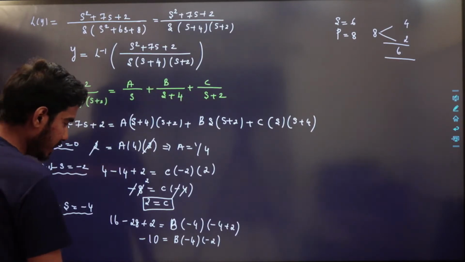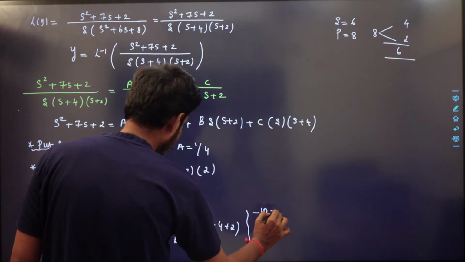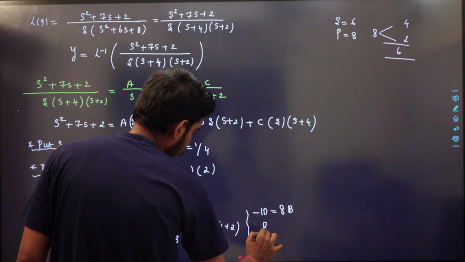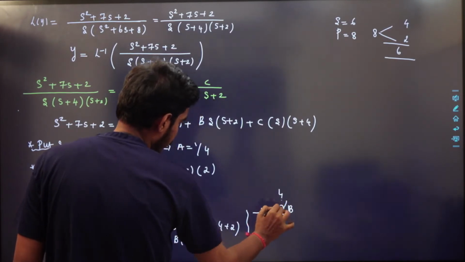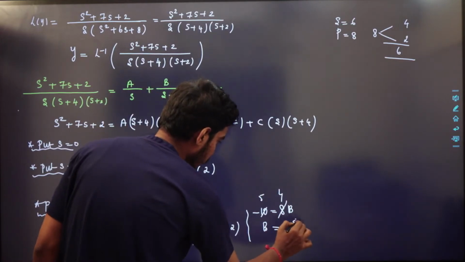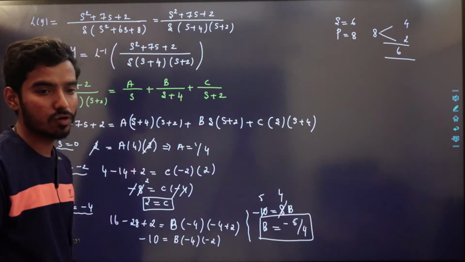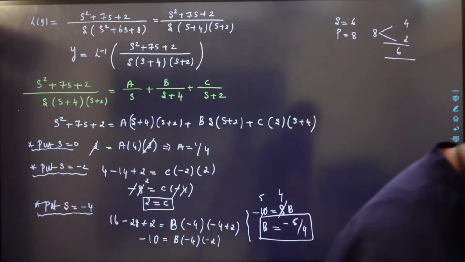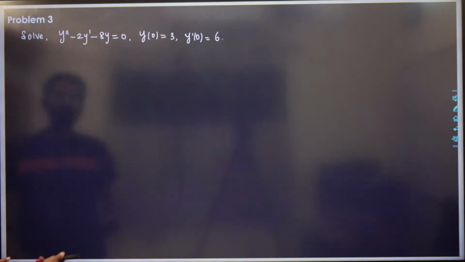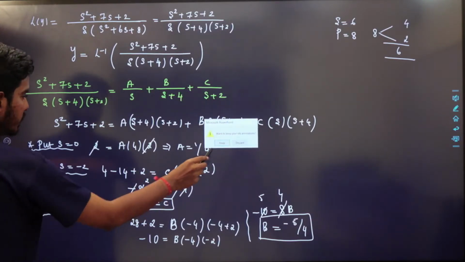So we have minus 10 is equal to 10b, minus 10 is equal to 8b. So 2 4s are 8, 2 5s are 10, right? So we will have b to be equal to minus 5 by 4, right? B to be equal to minus 5 by 4. So we have found the values of A, B, C now, right? Now substitute back here.